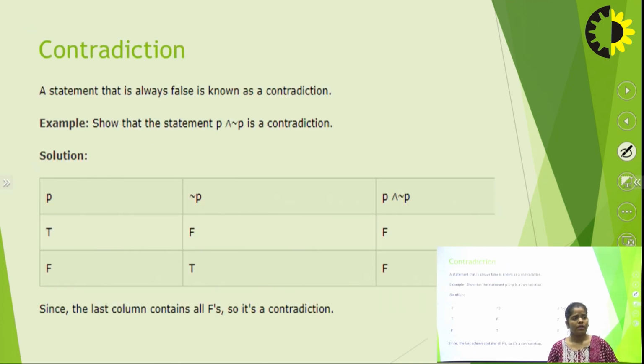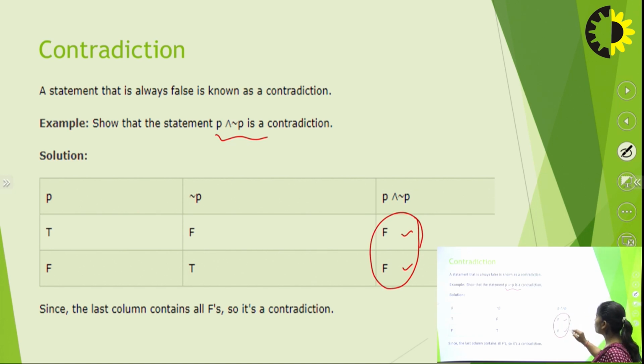And what is a contradiction? Contradiction is when all the values in the output become false, and then we say that this follows contradiction. Here, show that this becomes a contradiction. If we have P as true, false, then not of P is false, true, and we apply the operation on these two values. True, false is false and false, true is also false, and all the outputs are false, so we can say that this follows contradiction.